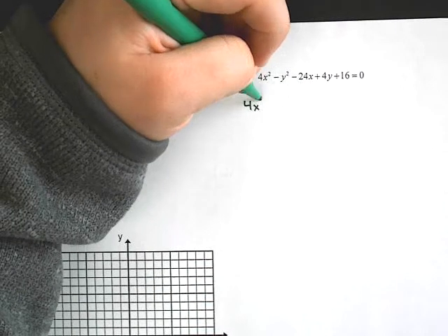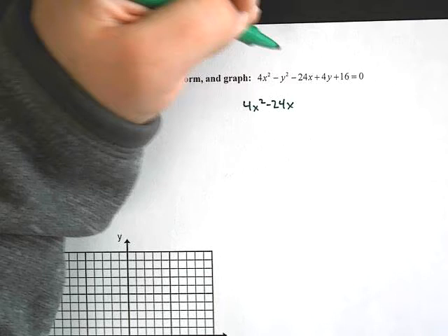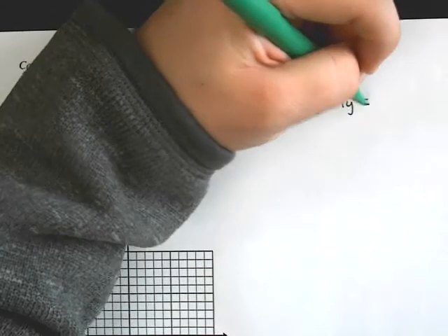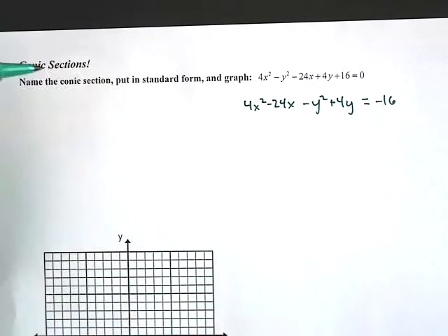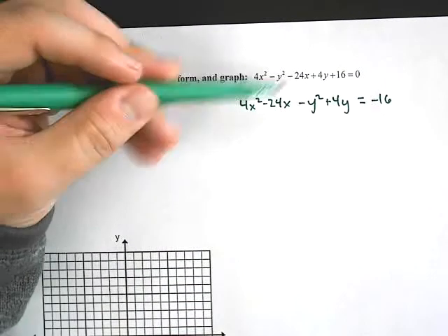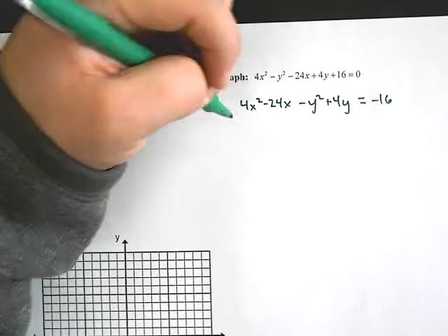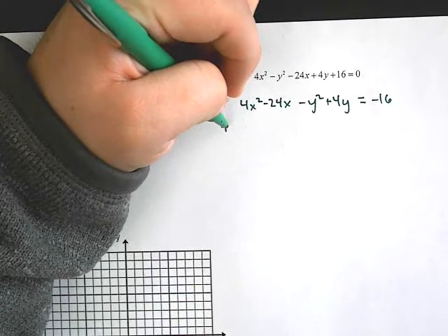So I'm going to rearrange, and minus y squared plus 4y equals negative 16. Hopefully you remember this. You want to get the x's together, you want to get the y's together, and now we can definitely see that we're going to have to complete the square twice. I'm going to factor out this 4.